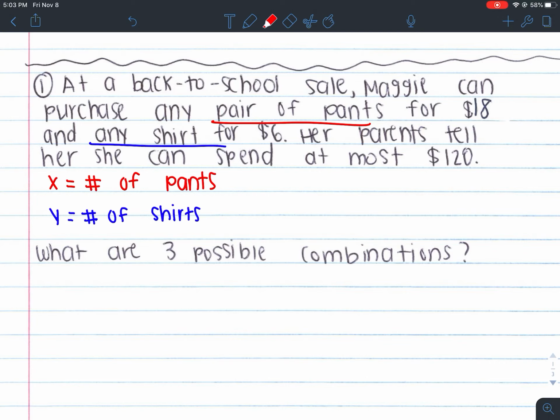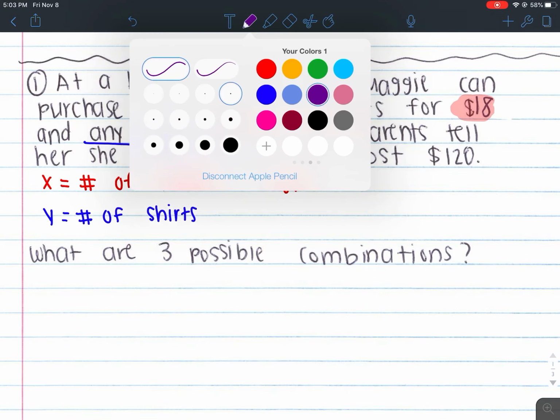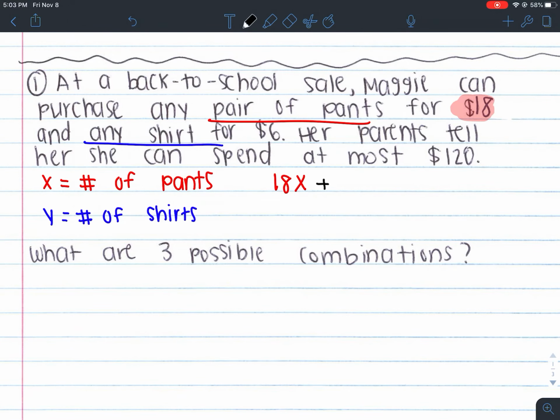Well, what do we know? We know that we can purchase pairs of pants for $18. So 18 is going to be attached to our x value. So $18 for every pair of pants, right? That's why we multiply, for each pair or per pair of pants. And then we're going to add that total to the amount for our shirts. We know that we can buy shirts and they're $6 each. So that means $6 per shirt, 6y.